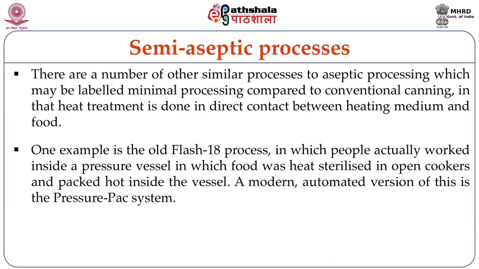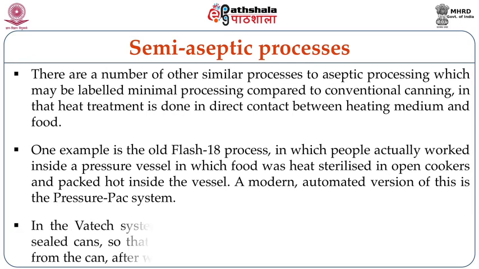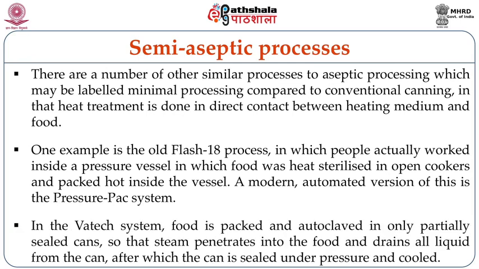One example is the Flash 18 process, in which people actually worked inside a pressure vessel in which the food was sterilized in open cookers and packed hot inside the vessel. But now a modern automated version of this system is in place. In this system, the food is packed and autoclaved in only partially sealed cans so that the steam penetrates into the food and drains all the liquid from the can, after which the can is sealed under vacuum.